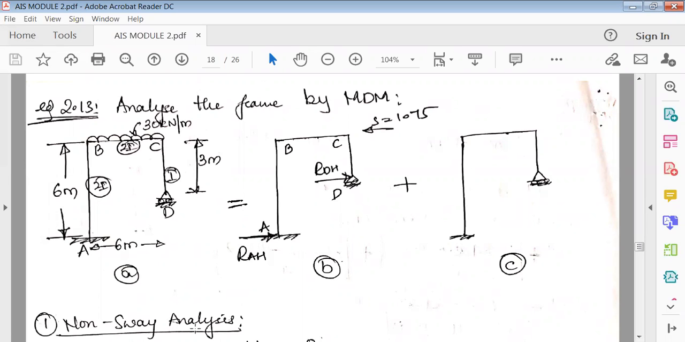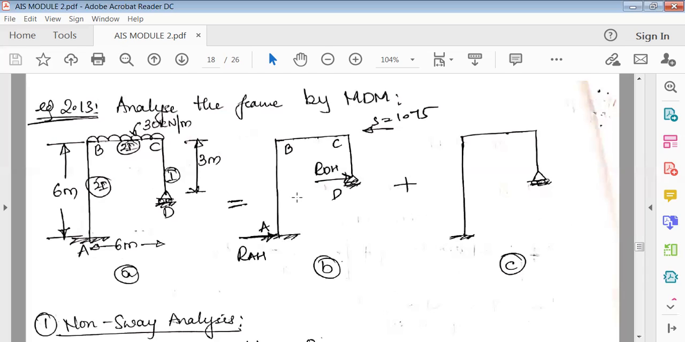There's a frame given here, A, B, C, D. A, B is a fixed column, and in CD, the joint D has a short length and a roller support. And there is a UDL on BC of 30 kN/m. So they have asked us to analyze this given frame by the moment distribution method.